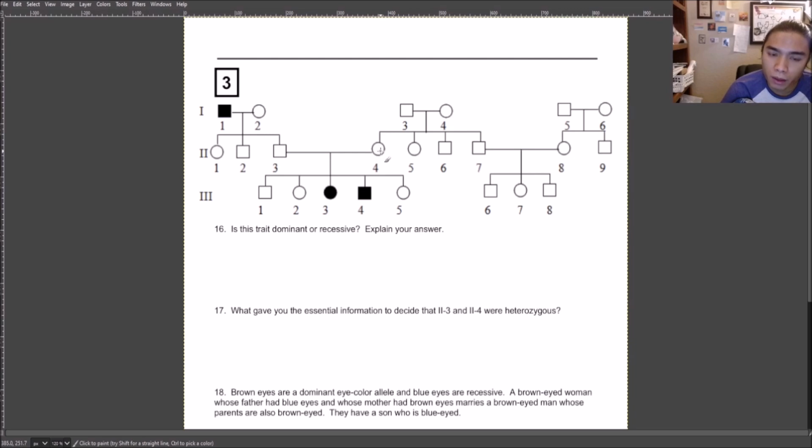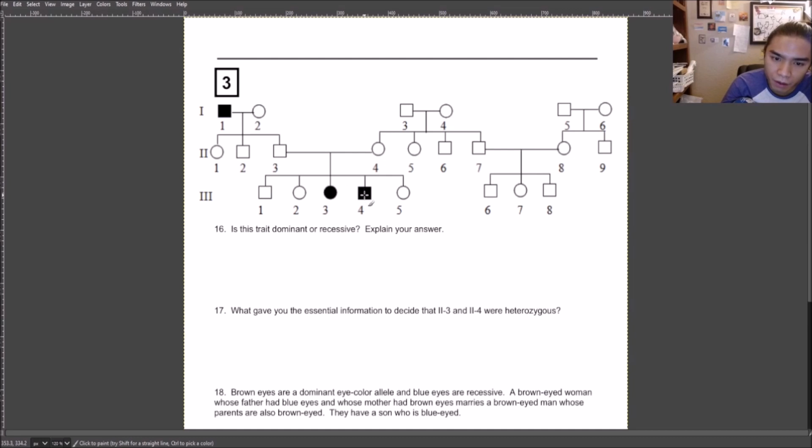The circles are the mother, and the squares are the father. Or, I mean, not the father. So circles are females, squares are males. That's important when you're trying to think about, is something X-linked or is it Y-linked? So is this trait dominant or recessive? So let's take a look over here.